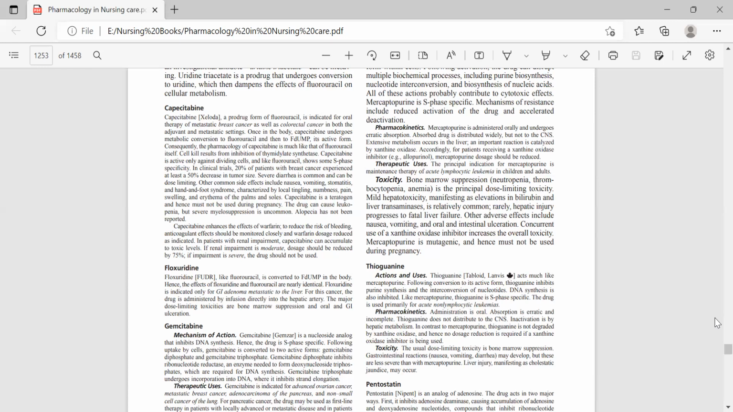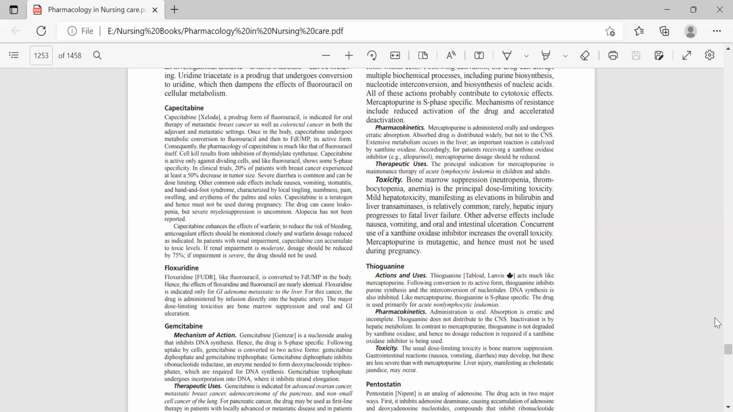Most of the patients in clinical trials with breast cancer experienced at least a 50% decrease in tumor size during the investigation, and severe diarrhea is common and can be dose limiting. Other common side effects include nausea, vomiting, stomatitis, and again, the hand and foot syndrome which we observed with fluorouracil, as in capecitabine, characterized by local tingling, numbness, pain, swelling, and erythema of the palms and soles.